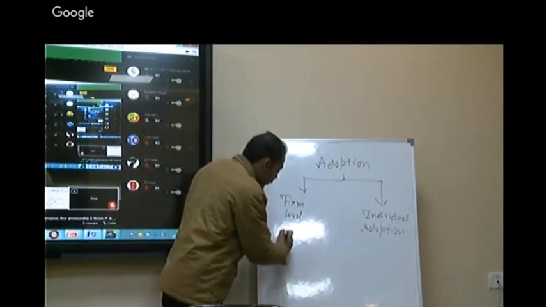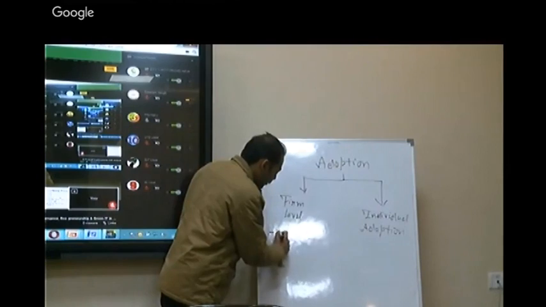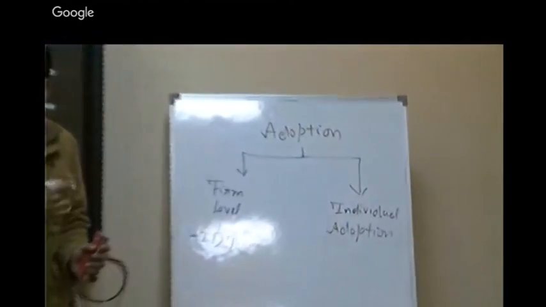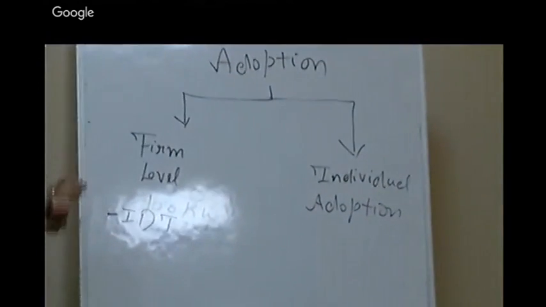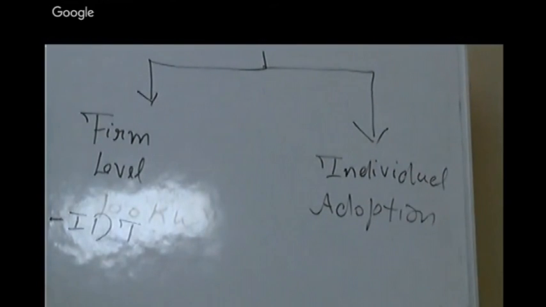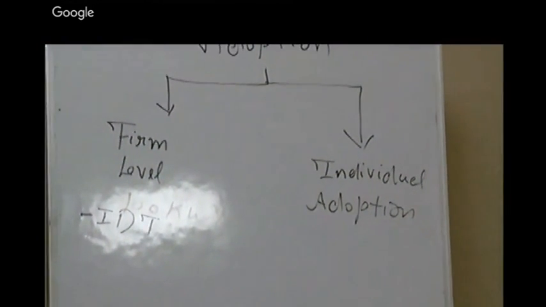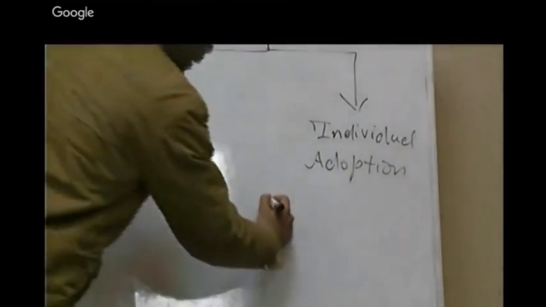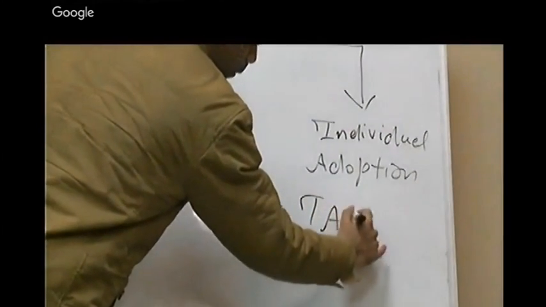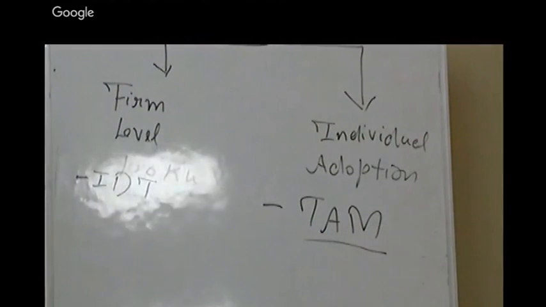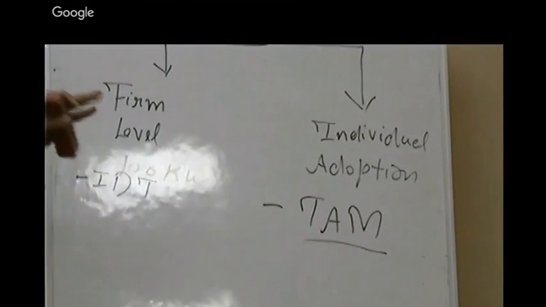So when we talk of firm level adoption, there are several theories that can be used to study. I am sharing only one over here. There are more than 10, 12 theories. Innovation diffusion theory, for example, is one of the theories that can be used to study firm level adoption. Second, in case of individual level adoption, one of the very sound, well-established models is the technology acceptance model, TAM.